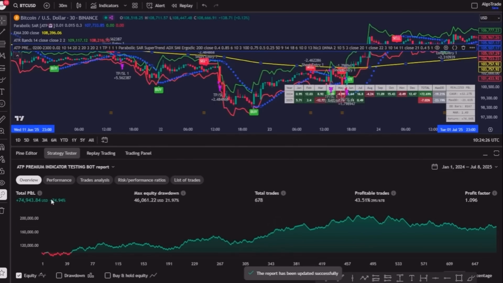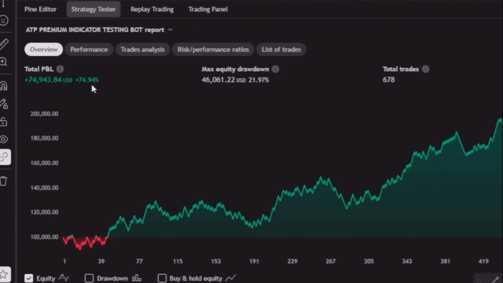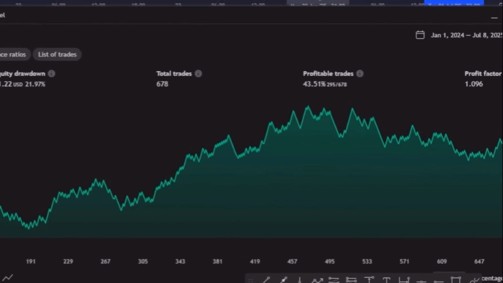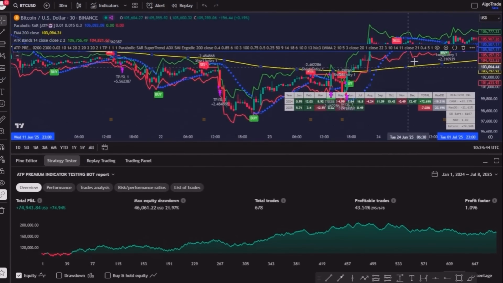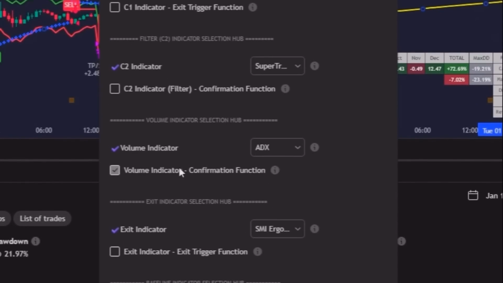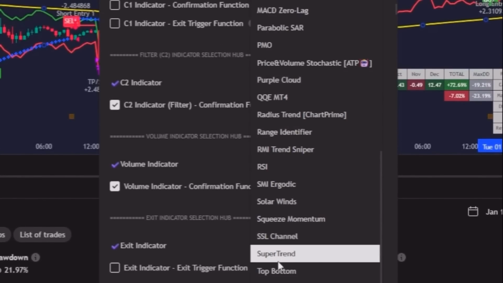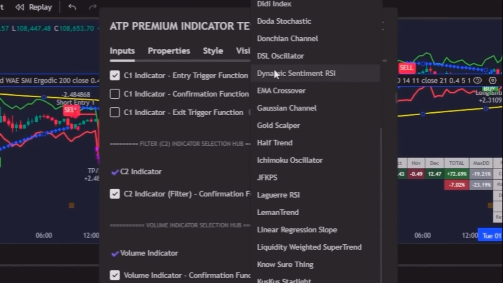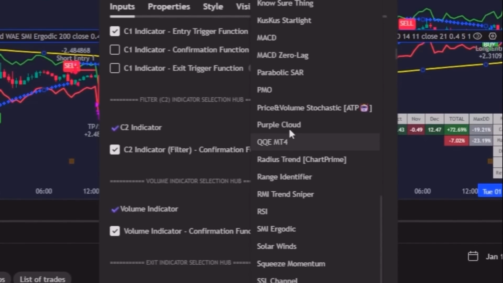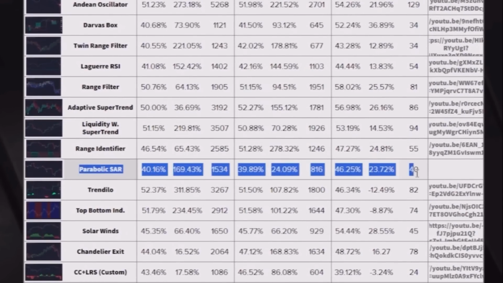After clicking on OK, the bot updates the stats, and even with commissions included, the strategy remains strong. Over 70% in net profit, a max drawdown of around 22%, and a win rate of 43.51%. Of course, I could go back to the settings and test further, maybe adding a volume indicator or an extra trend indicator to refine entries and make the strategy even more robust. And if you want to do that yourself, the indicators testing bot is fully available for you to test and optimize any ideas.